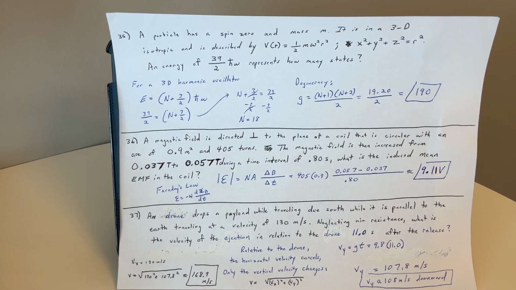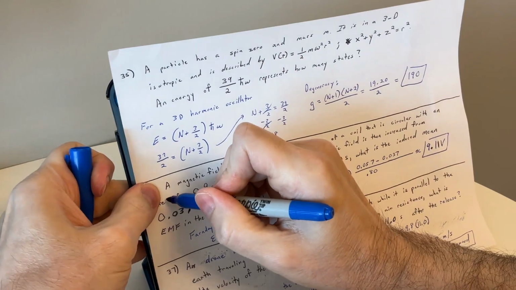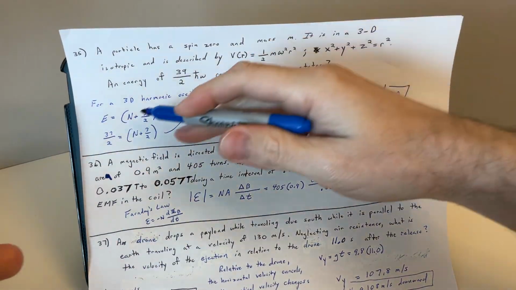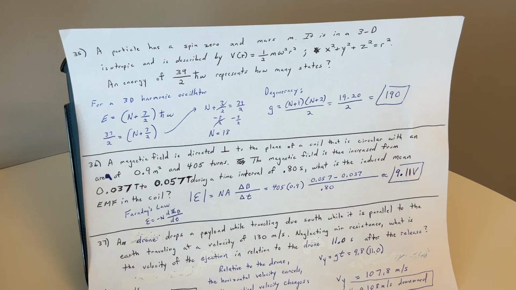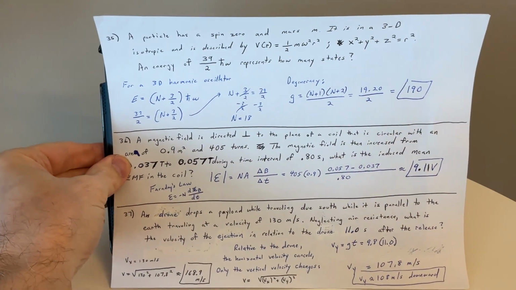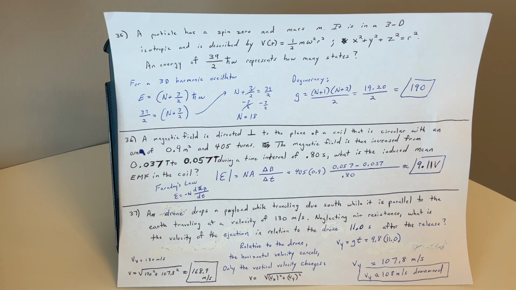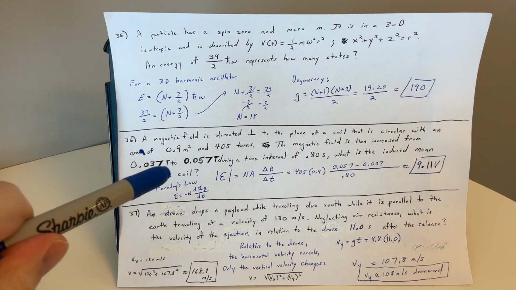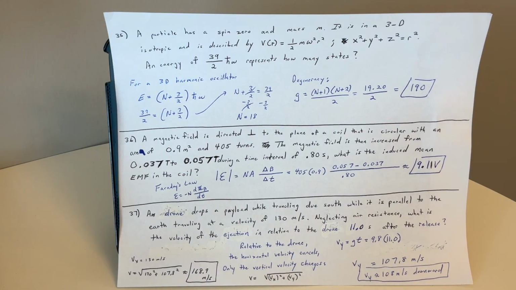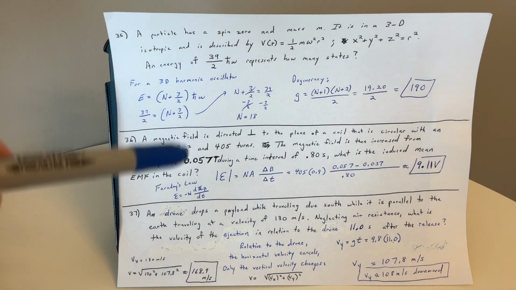And 36, a magnetic field is directed perpendicular to the plane of a circular coil with an area, sorry, an area of 0.9 meters squared and 405 turns. The magnetic field is then increased from 0.037 Teslas to 0.057 Teslas during a time interval of 0.8 seconds. What is the induced mean EMF in the coil?